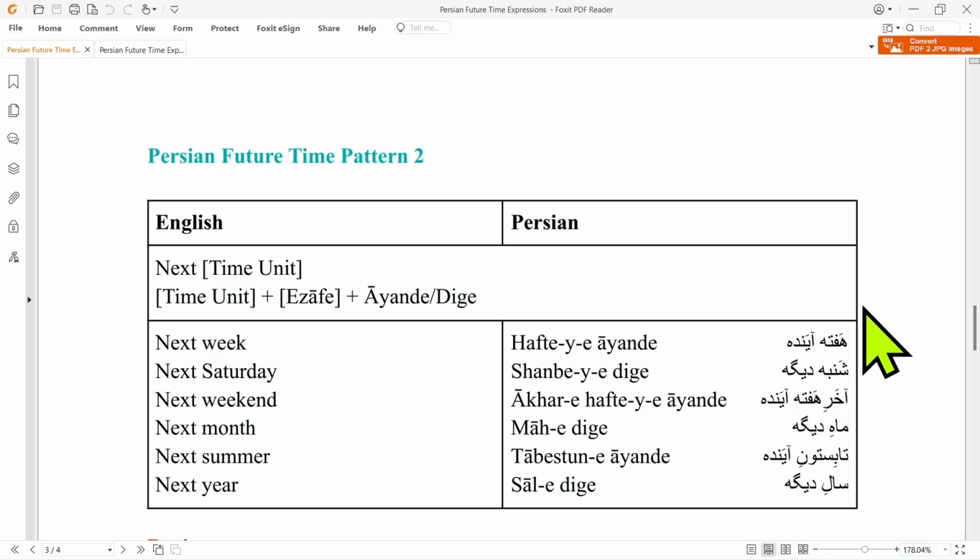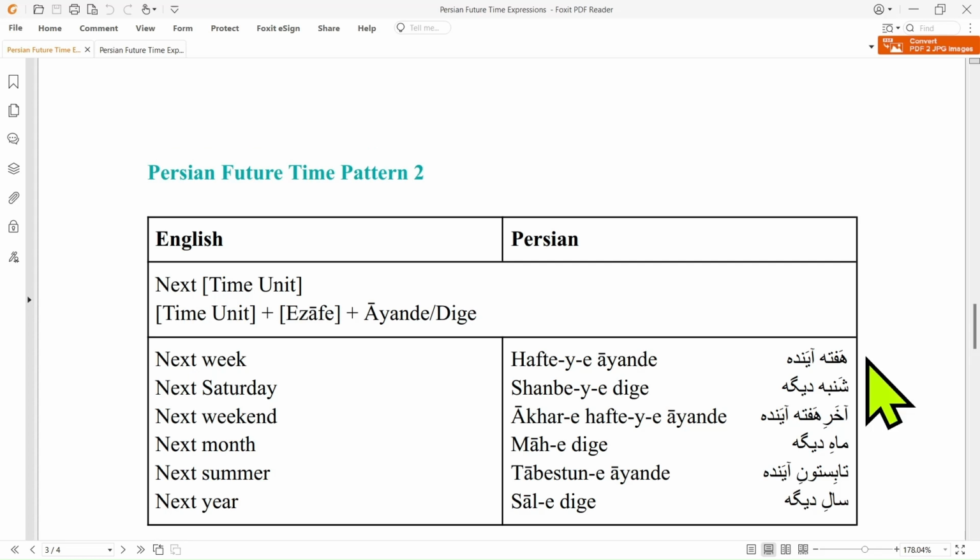I is the present stem of the verb to come in written Persian, which is آمدن instead of اومدن. And the suffix ande is one of our many equivalents for the English suffix er. So a time phrase like next week would be hafteye آینده in Persian. For next Saturday, we have شنبه دیگه. Next weekend would be آخر هفته آینده. For next month, we have ماه دیگه. Next summer would be تابستون آینده. And for a time expression like next year, we have سال دیگه.